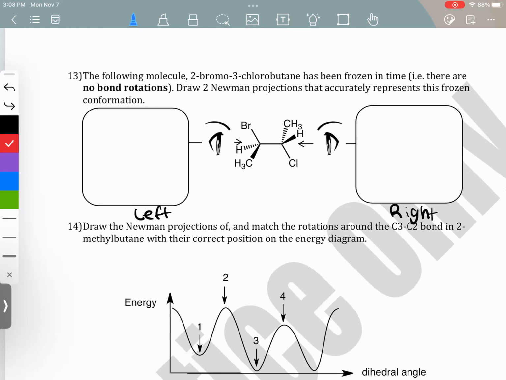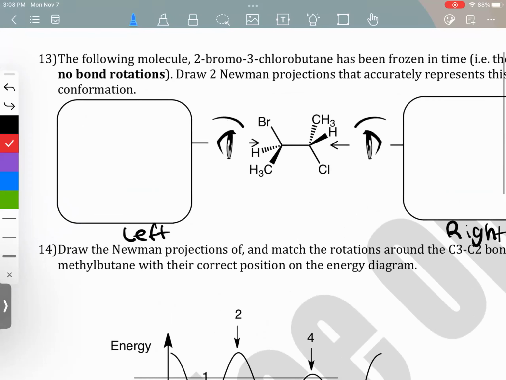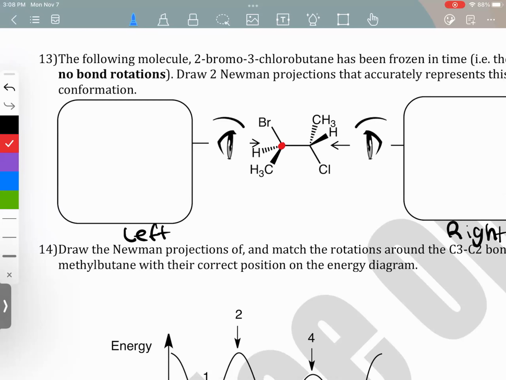So let's do the left one first. The first carbon would be this one, and the big carbon would be represented by that one back there. So let's do the first carbon. We see a bromine pointing straight up on a solid line, so we're going to draw it like that.